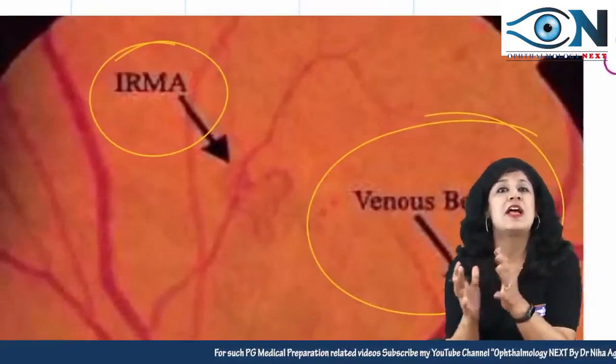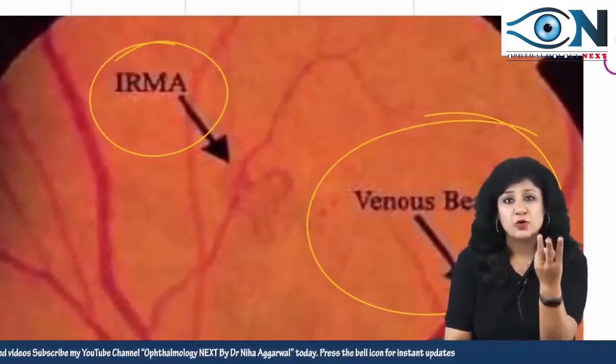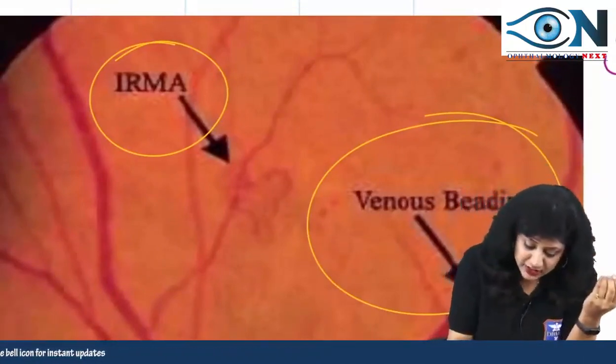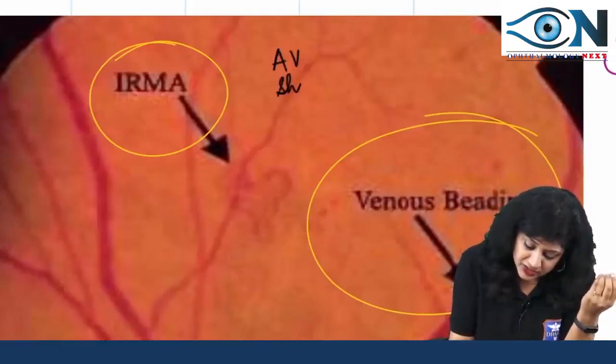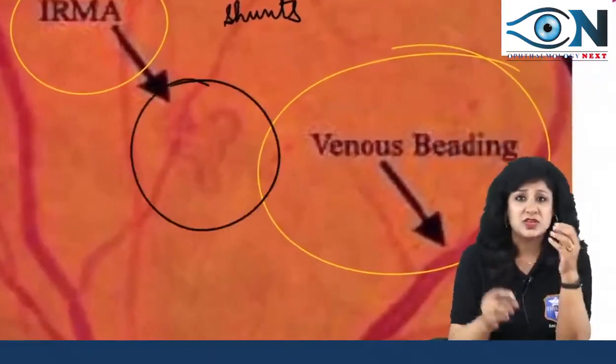Intraretinal microvascular abnormalities. Intraretinal means inside the retina. Micro means small. Vascular abnormalities. So these are actually the small AV shunts. Can you see these? Within the branches they are bleeding.